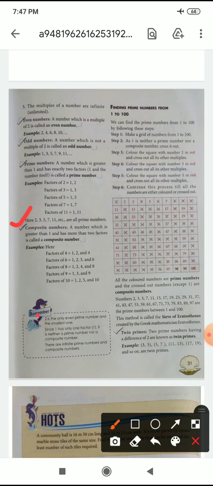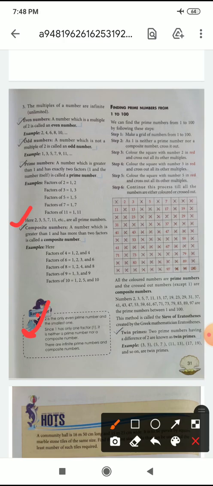Children, here you remember 2 is the only even prime number and the smallest one. Since 1 has only one factor, that is 1 only, it is neither a prime number, because for a prime number we necessarily need at least 2 factors, nor a composite number. So children, 1 is neither a prime number nor a composite number.